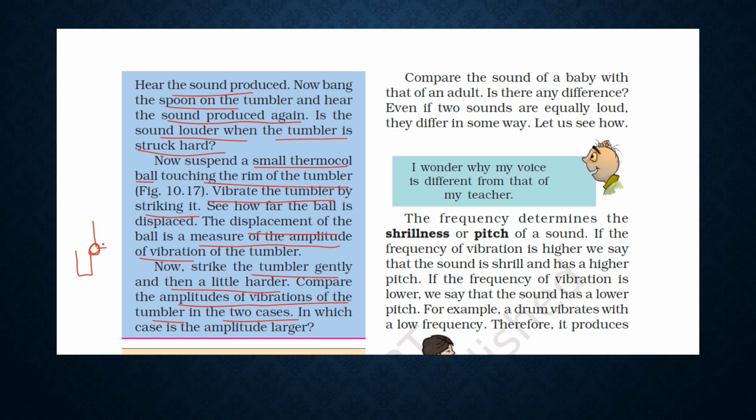So, how it is vibrating, what are the differences in the amplitudes of the tumbler in the two cases, you can see. In which case is it larger? The amplitude is larger when you are hitting the tumbler harder. When you are hitting the tumbler gently, the amplitude is lower and it is producing less sound, or you can say the loudness of the sound is lesser. And when you are hitting it harder, the amplitude and the loudness of the sound are higher.